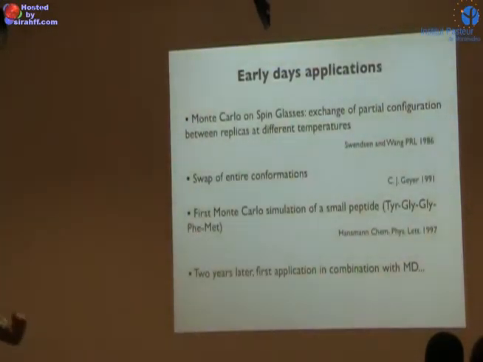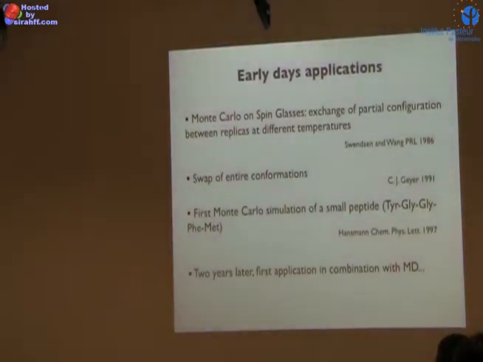Okay, so just a very short history. The first application dates back to the 80s, and it was a Monte Carlo simulation of spin glasses. In the first application, the exchange was not even of a full configuration, but just a mix of part of the configuration. To get the first application with a swap of an entire configuration, you have to go to the 90s. For the simulation of biomolecules, there are two names that I have to mention. The first one is Ulrich Hansmann, who did his first Monte Carlo simulation of a small peptide in 97. At that time, probably the RNA peptide was not that popular, because he tried another very short peptide. This was a Monte Carlo simulation.